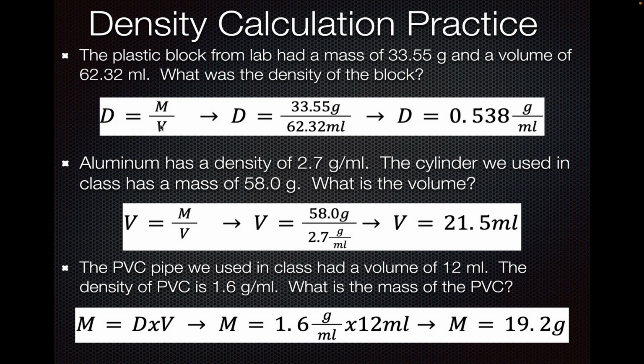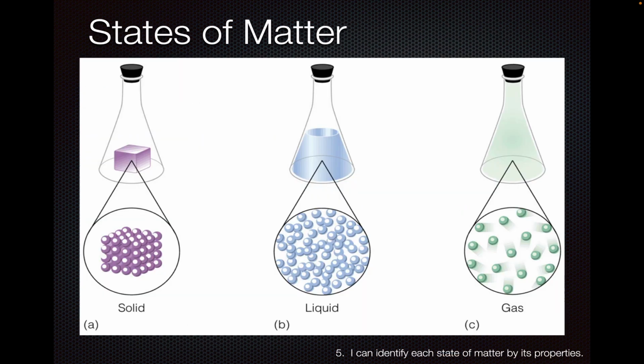The density is mass divided by volume. That volume is mass divided by density. Ooh, that should be a D for density there. I apologize. And the third one is mass is density times volume. So you can look at the equations, see the work, and see the answers that we did in class.